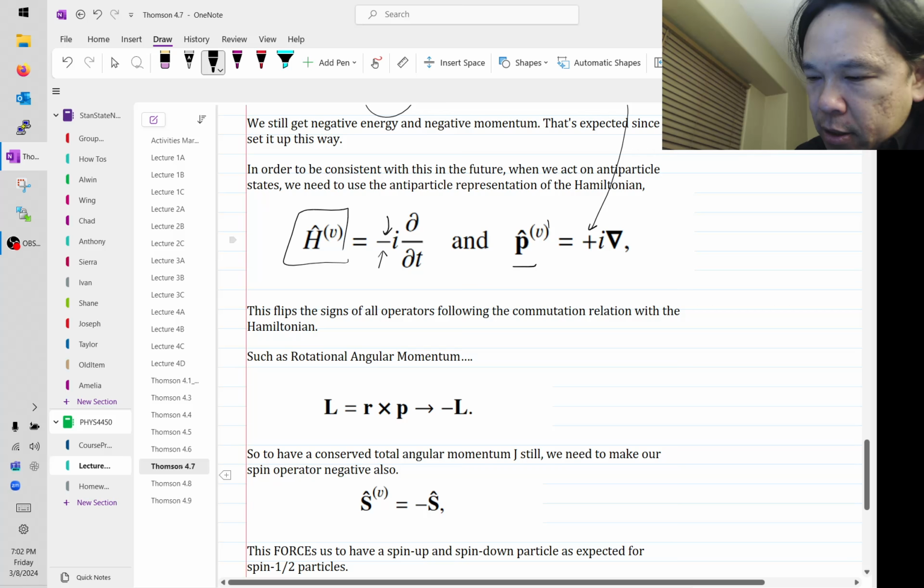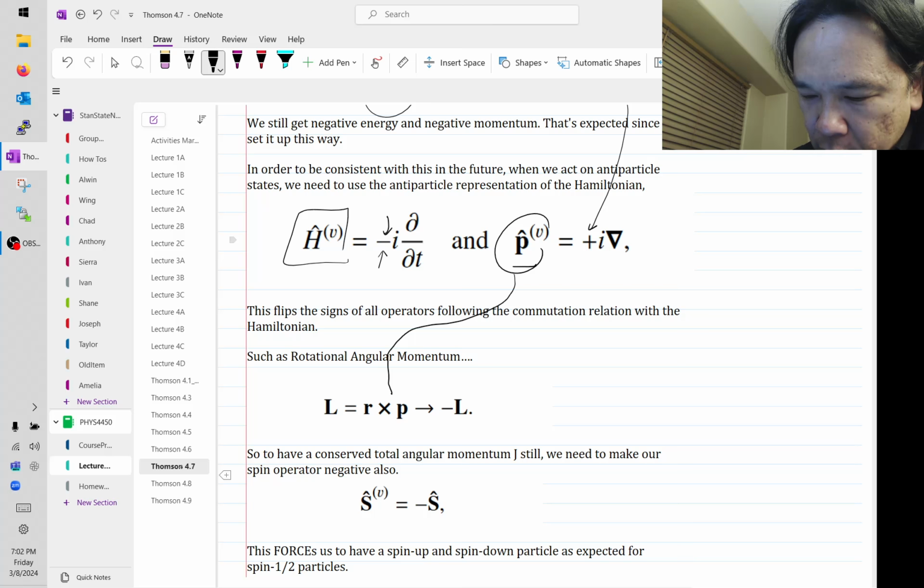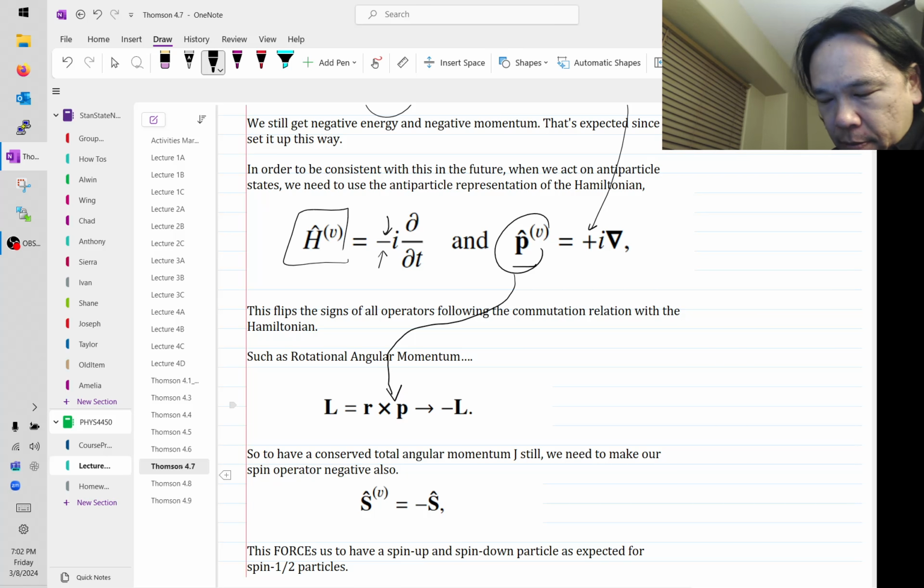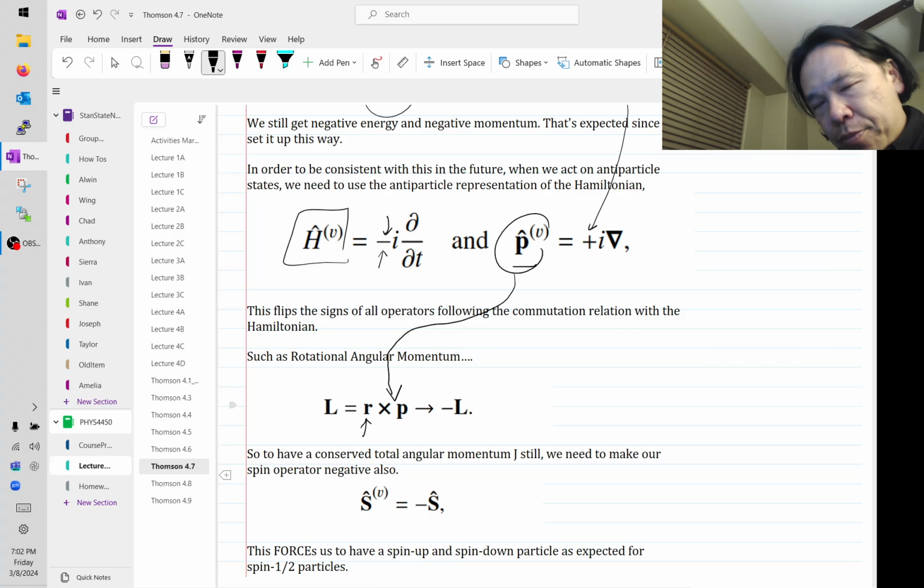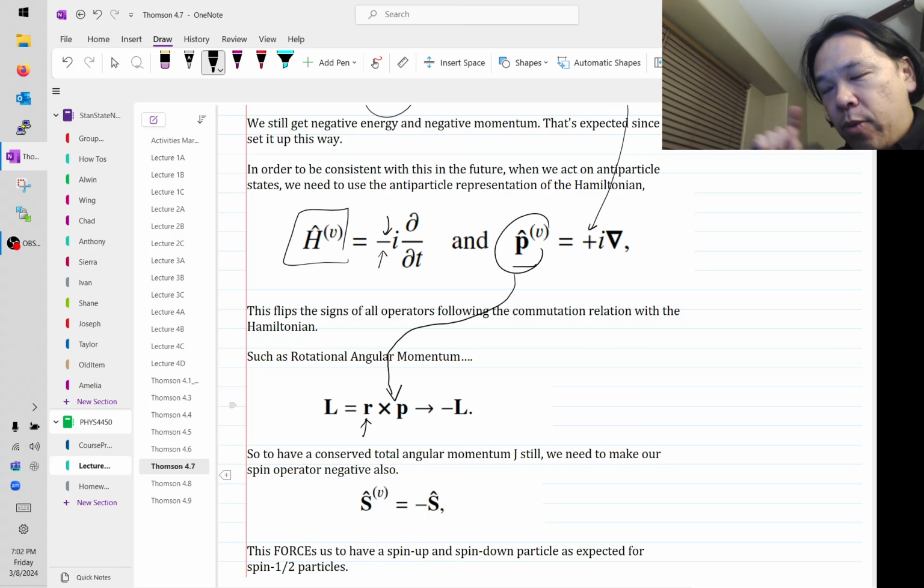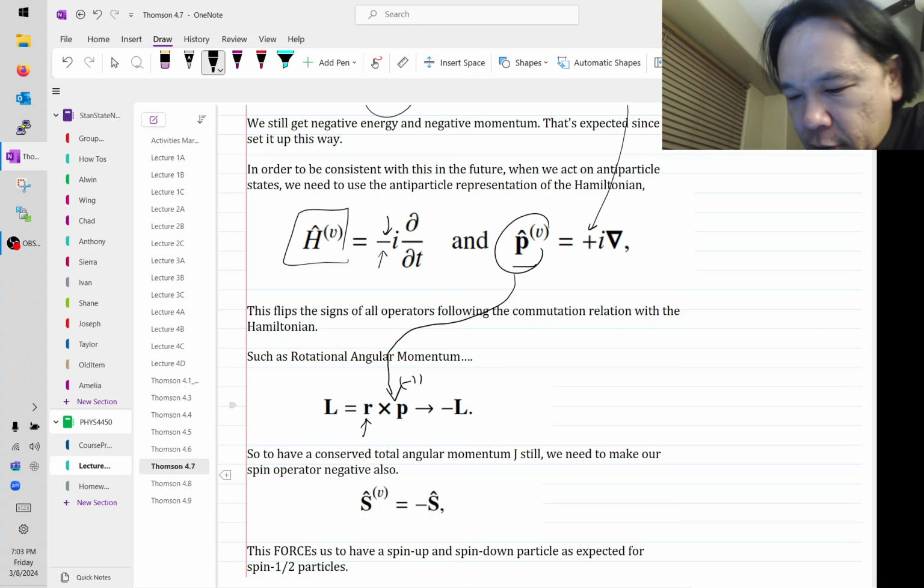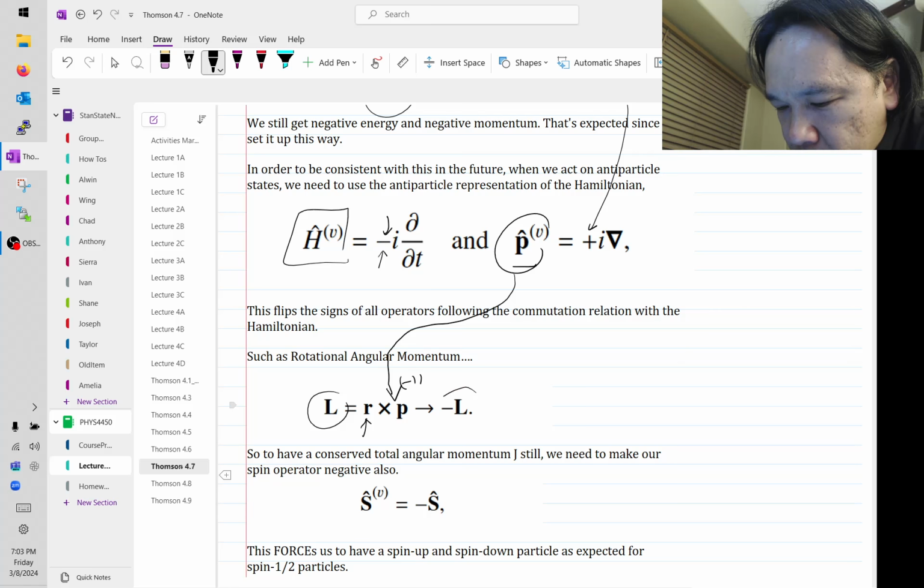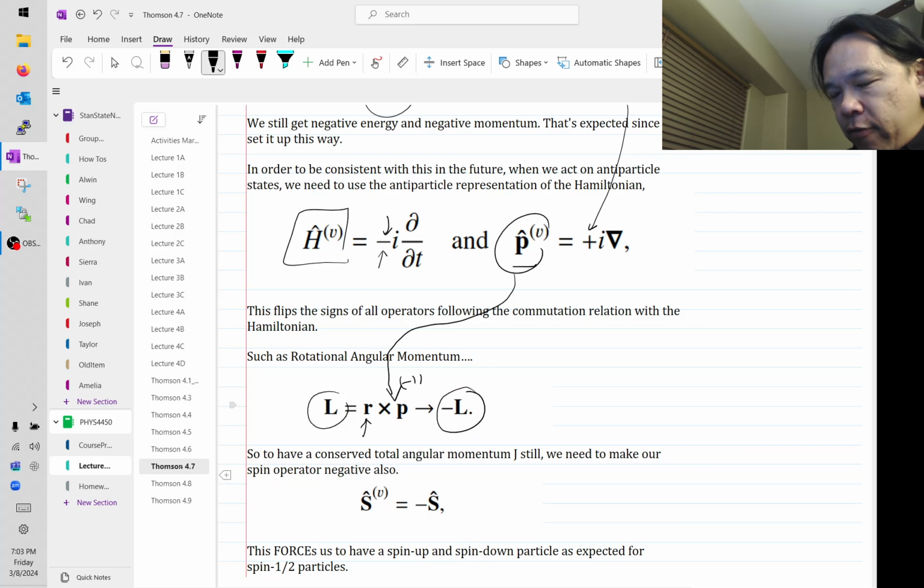Since momentum flips, rotational angular momentum also flips sign. Why doesn't the spatial position flip? We only flip time. So space, x, y, z is still the same, and therefore you only pick up one factor of negative sign here in the angular momentum calculation. So therefore, angular momentum also flips to this negative angular momentum.